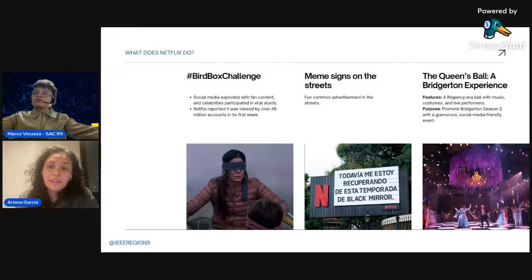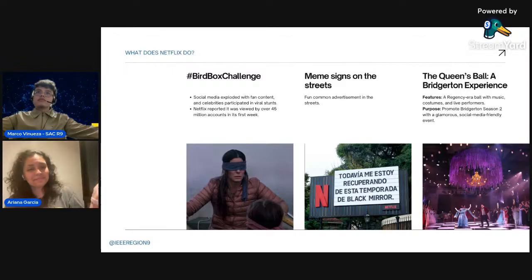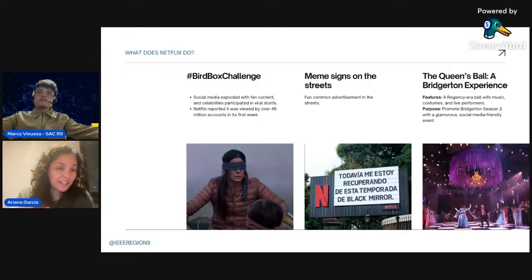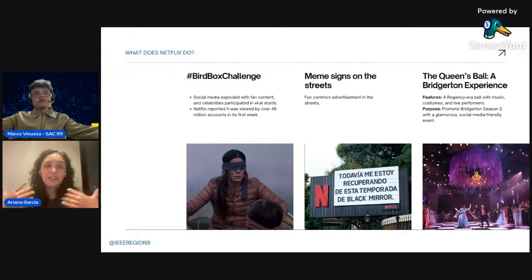And then I found another example, which is the Queen's Ball, a Bridgerton experience. Bridgerton is a show set in an old time, and you can see in the image that it's like from another era, right? And what Netflix did was create an experience around that. So they created these balls and parties where all the decoration was of that season. And there were some practices in the show that they also took and put into this kind of entertainment show. And there were a lot of people that dressed up and went there to have that full experience of the show.